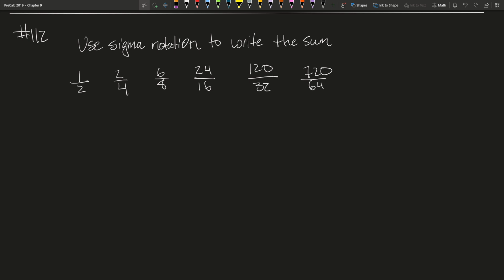And in order to do this, the first thing we need to do is actually find a rule for the nth term, because that's the first thing that goes in the sigma notation, some rule a_n. So in order to do that, we need a rule for the numerator, which I'll do in red, and a rule for the denominator, which I'll do in blue. All right. So let's take red for a second. So 1, 2, 6, 24, 120, and 720.